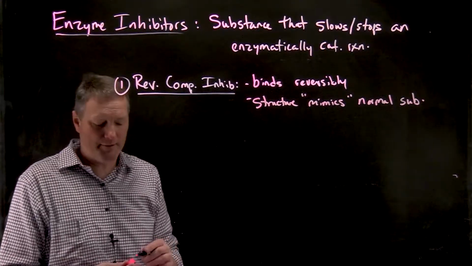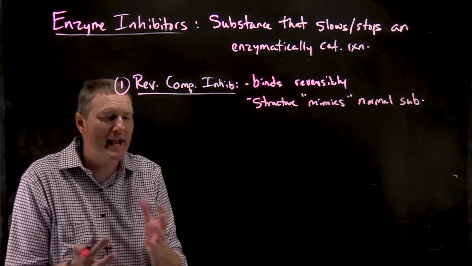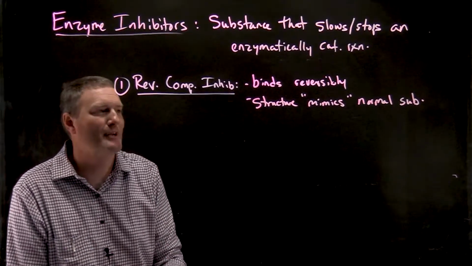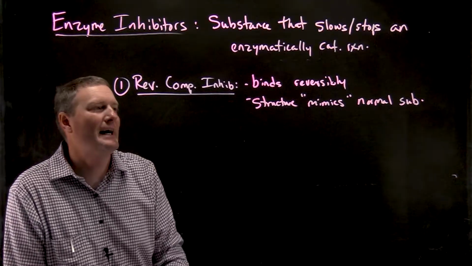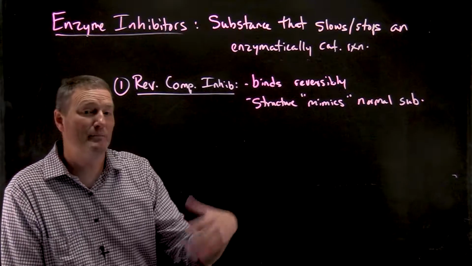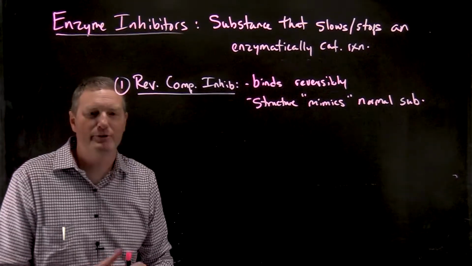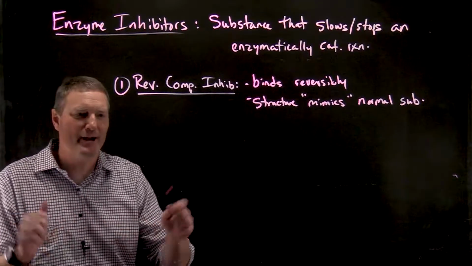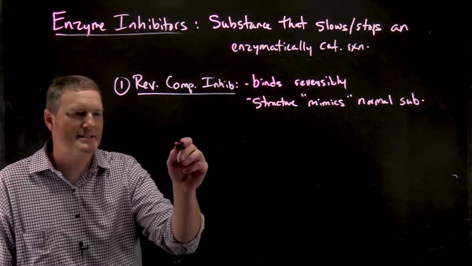So this inhibitor compound is often going to have a very similar structure. It may not be exactly the same, or actually it can't be exactly the same, but it's going to have a structure that closely mimics the normal substrate, but can't be converted then to product. I'm going to use these cloud diagrams to help illustrate this.